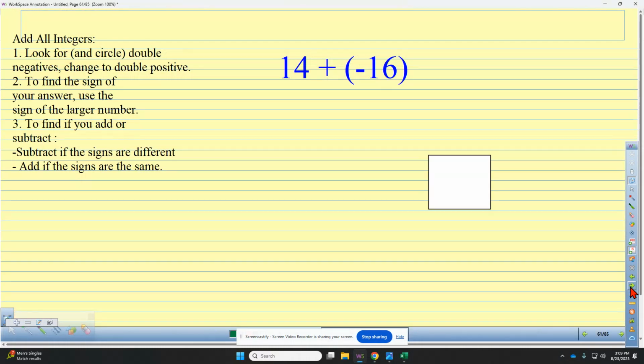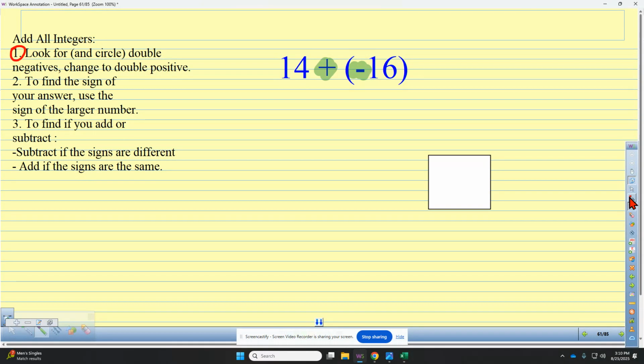Okay, we're going to start with our first problem. We have 14 plus negative 16. I'm grabbing my tablet here, and I'm going to hopefully be writing. Okay, so we are going to follow these steps. The first step we're looking for is a double negative. So what we're looking at is these two signs. They're not a double negative, so we don't need to change it to a double positive.